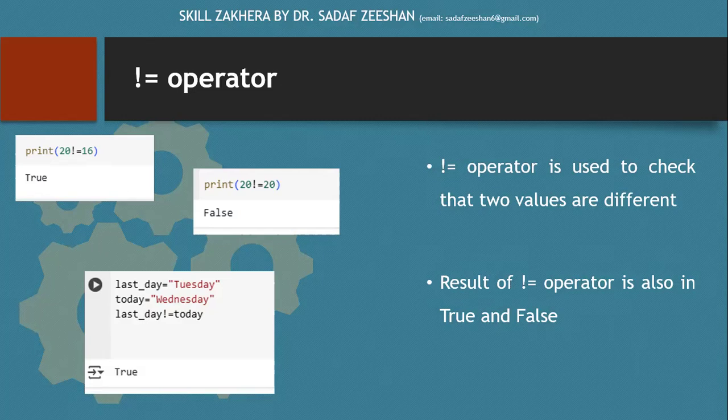Let's look at the last example. Last day was Tuesday, today is Wednesday. And I want to say last day is not equal to today. So this is going to be true, as Tuesday is not equal to Wednesday.